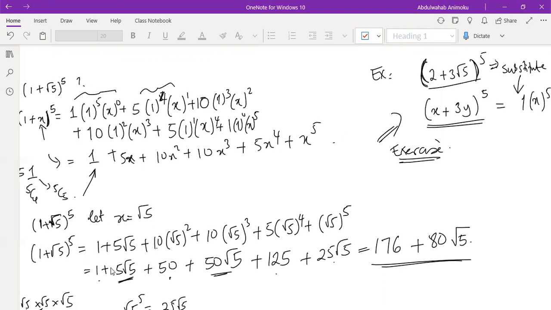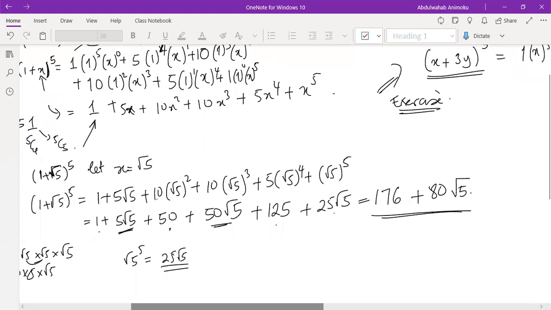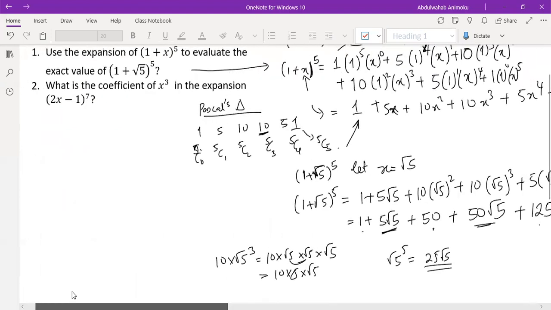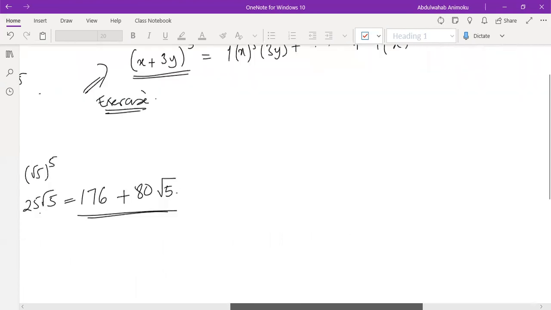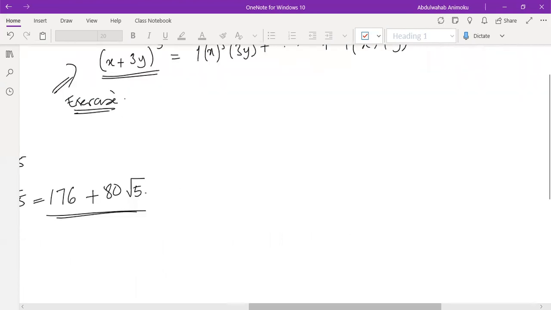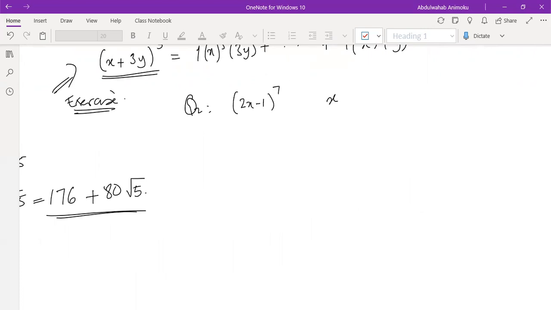Now let's look at the second problem. So what's the second problem? What is the coefficient of x cubed in the expansion 2x minus 1 raised to power 7? So question 2, we have 2x minus 1 raised to power 7. We're looking for the coefficient of what? Of x cubed.